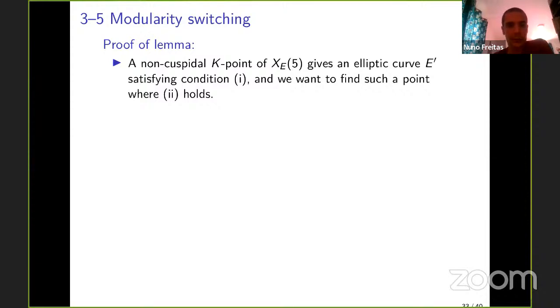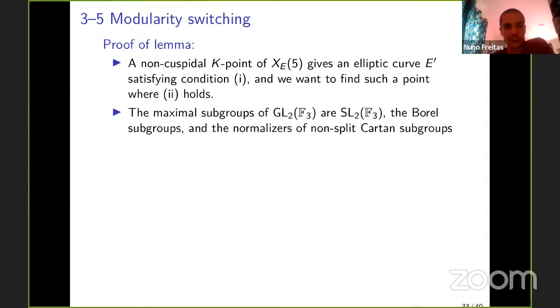Okay, so now to the proof of the lemma. Any K point on X_E(5) will give rise to an elliptic curve E dash satisfying condition 1. That means that we have an isomorphism of the 5-torsion between E dash and E. We also want our point to satisfy condition 2, which was a condition modulo 3. Modulo 3, the maximal subgroups of GL2(F3) are SL2(F3), Borel subgroups, and the normalizer of the non-split Cartan subgroup.